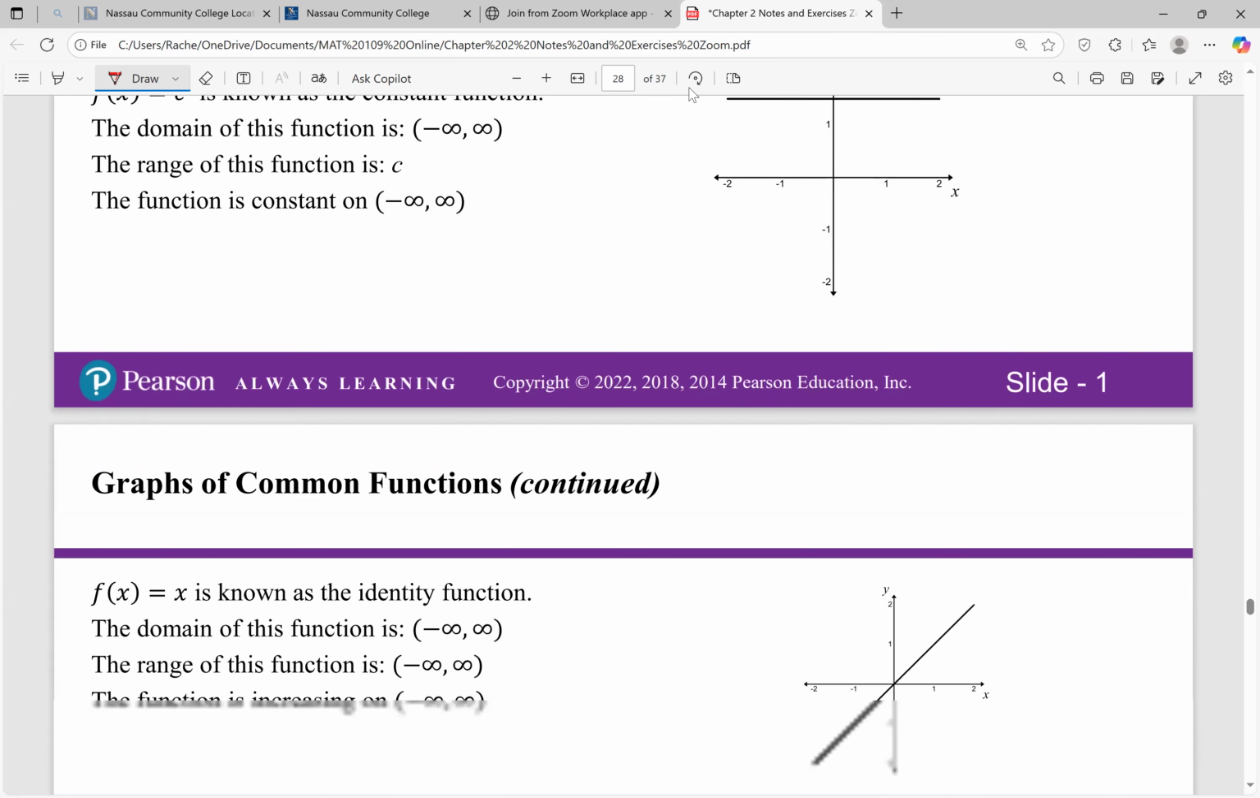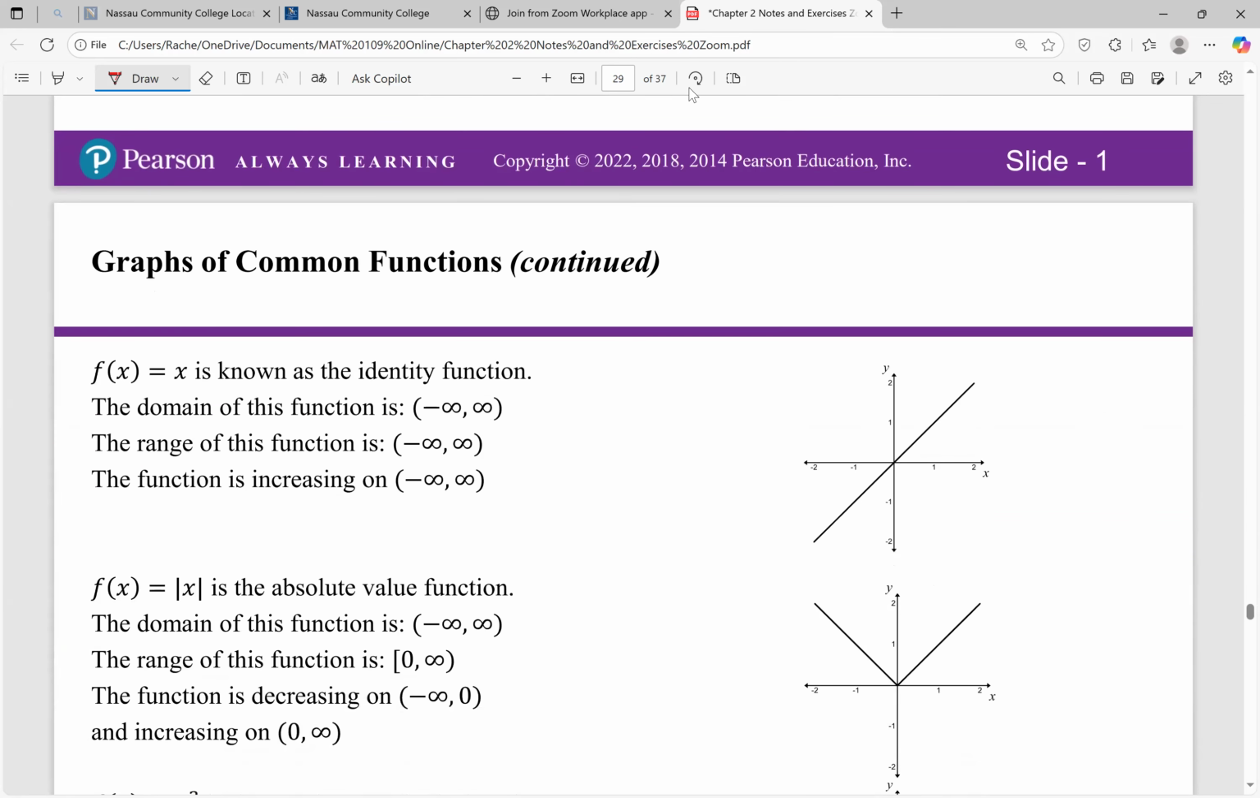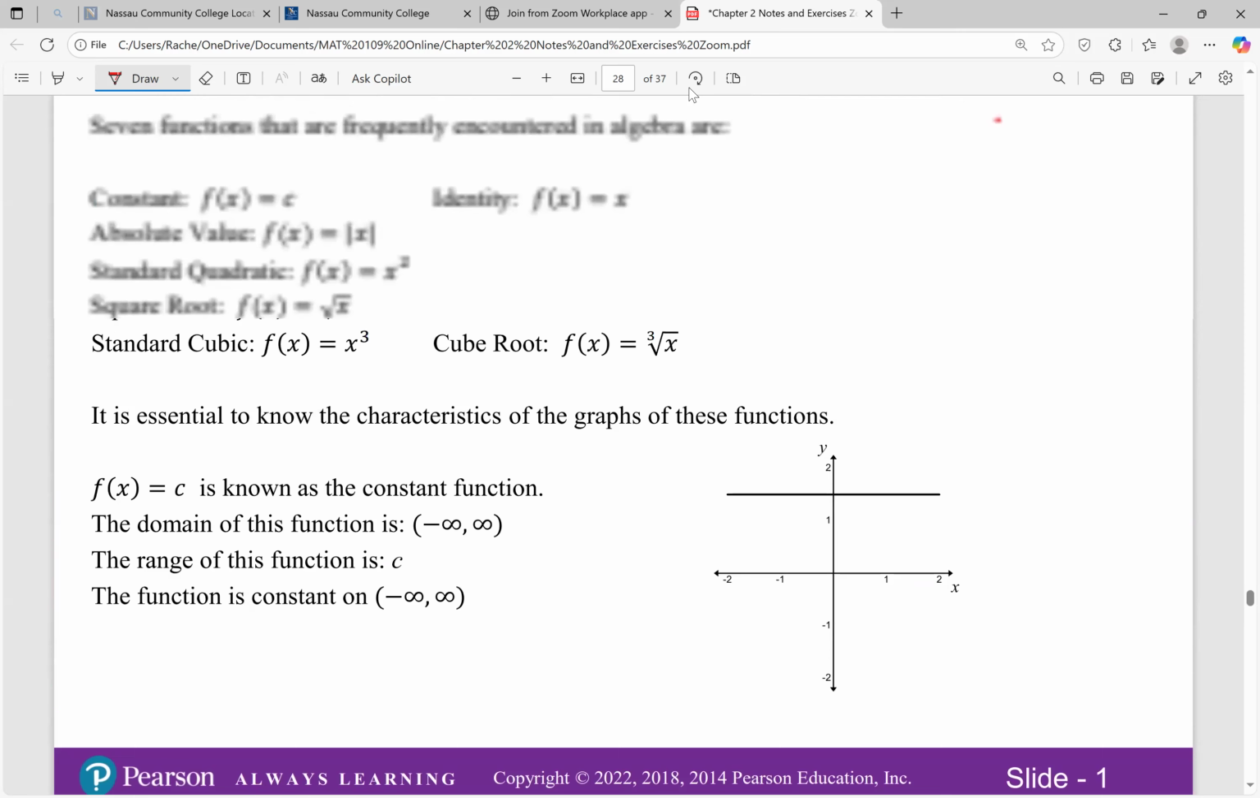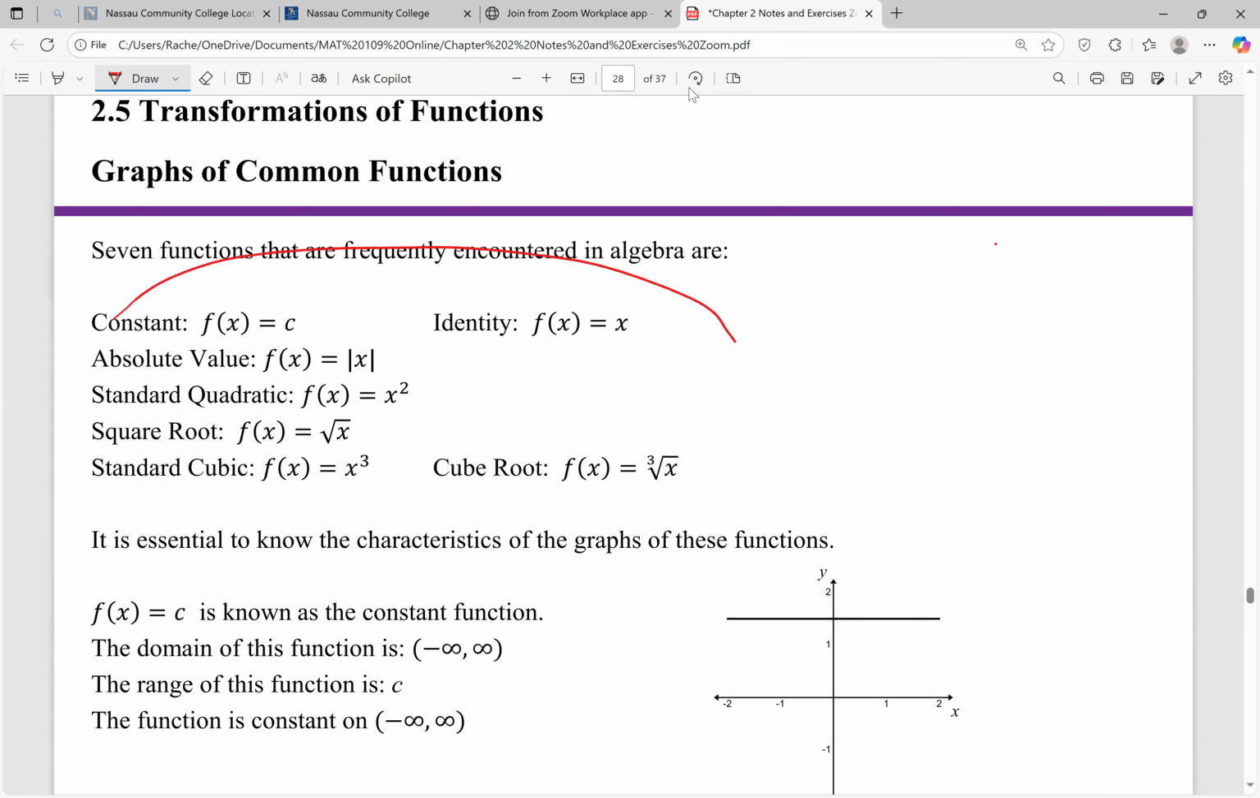Next, we'll look at the identity function. So these functions that are listed here, what I did was I made a graph of each, and then I listed the important characteristics of each graph. So we'll go through these one by one.